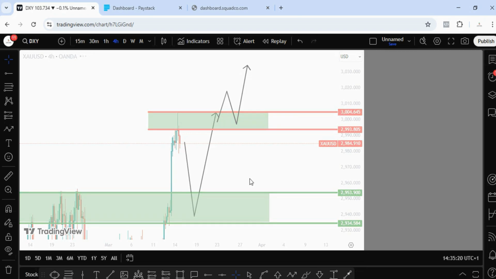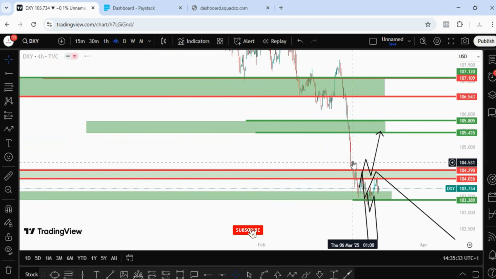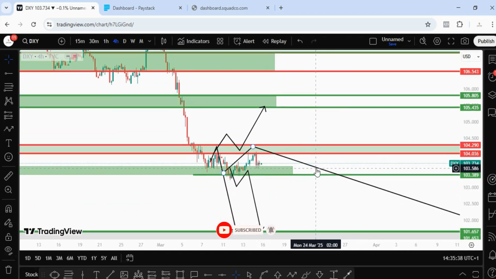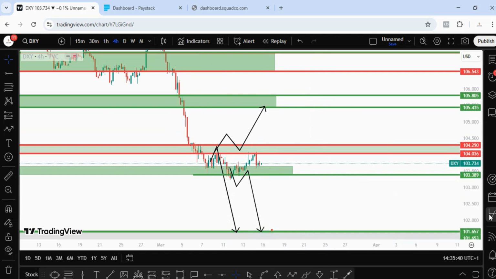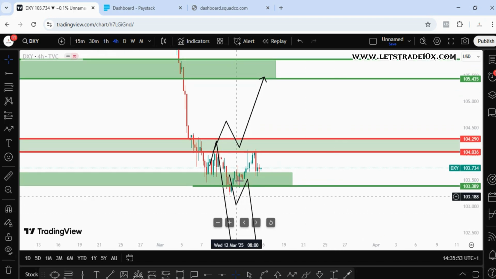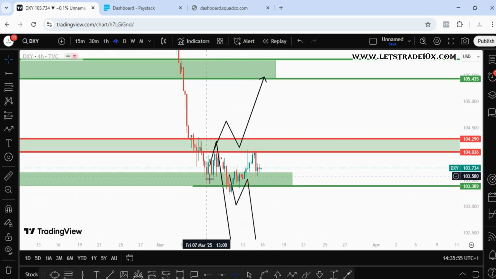Then the next on my list is DXY. So my DXY analysis remains the same as last week. If you missed out on my last week's video, this is the link at the top right corner of your screen right now. Follow that video to catch up with that analysis, because price actually didn't move last week. Price just traded within that range. So going into next week, my analysis remains the same as last week.